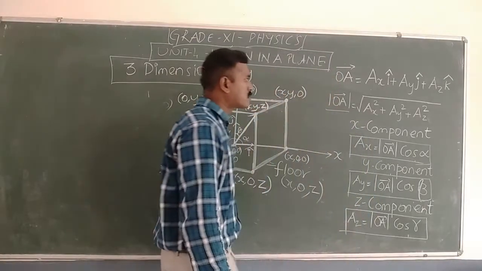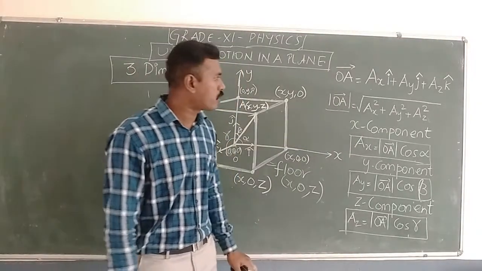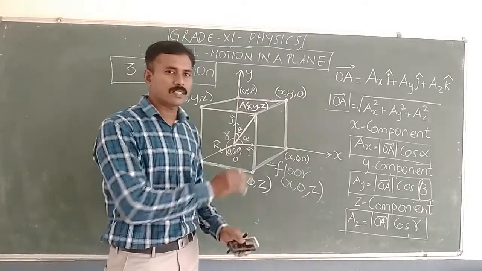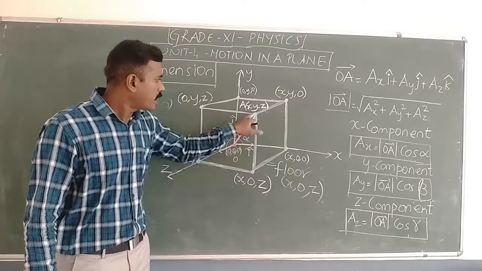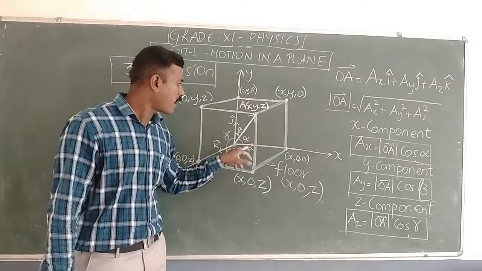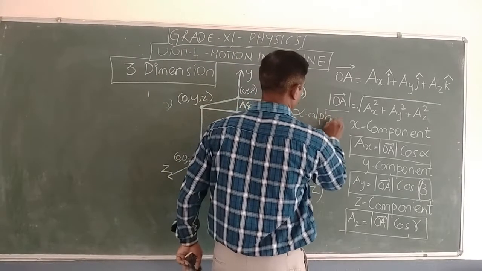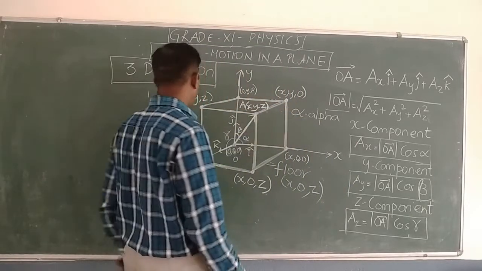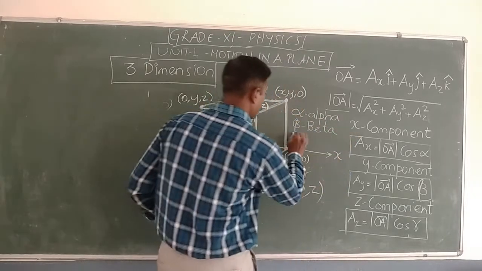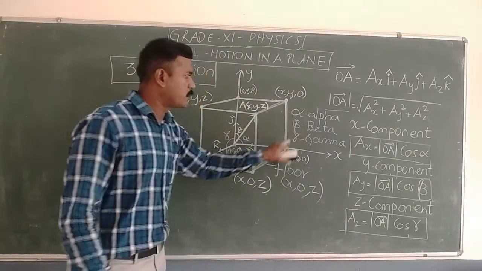The magnitude formula: when I take the magnitude of OA, I will get the square root of ax square plus ay square plus az square. Then what are the components? This OA line makes three angles. This is alpha, this is beta, this is gamma. Alpha, beta, gamma are the three angles.